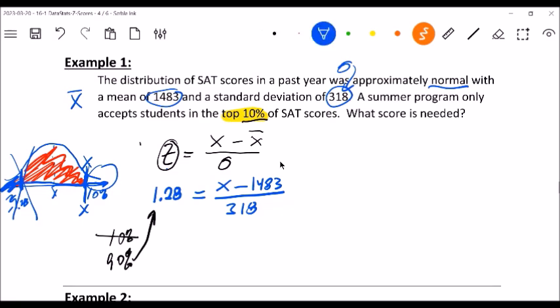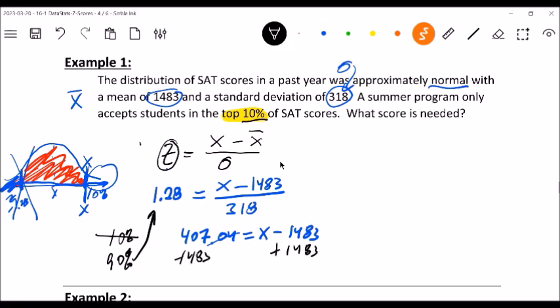So now I'll continue. All we have here is solving for x. So we multiply by 318 on both sides. We get 407.04 is equal to x minus 1483. In this case, the 0.04 definitely exceeds; we don't really need that amount. But we'll add 1483 to both sides. We'll keep it as integers rounded there. And that means we have x alone.